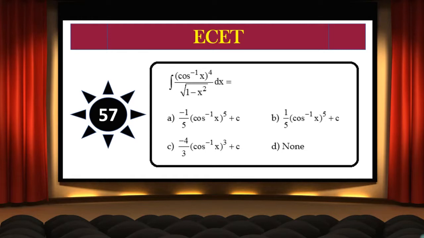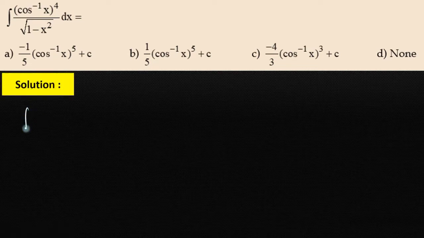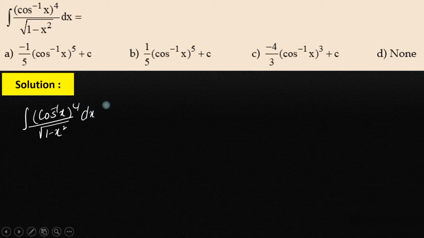Dear students, see the question number 57. Read the question and write it. The question is integral cos inverse x whole power 4 divided by square root of 1 minus x square into dx is equals to. Let us find this. Integral cos inverse x whole power 4 divided by square root of 1 minus x square into dx. Now put cos inverse x is equals to t.